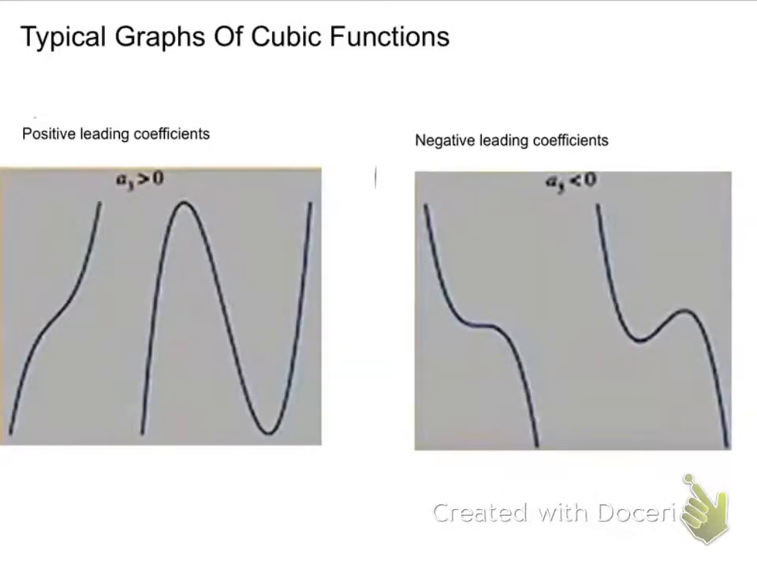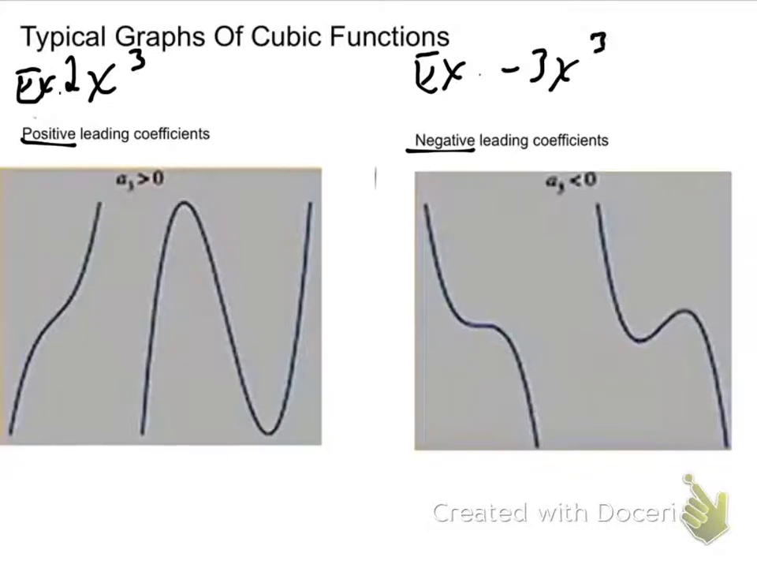Okay, so now here we have typical graphs of cubic functions. Alright, and so we're going to look at two different scenarios. A cubic function when the leading coefficient is positive, and a cubic function when the leading coefficient is negative. So an example would be x to the third, or 2x to the third. Example here, negative 3x to the third.